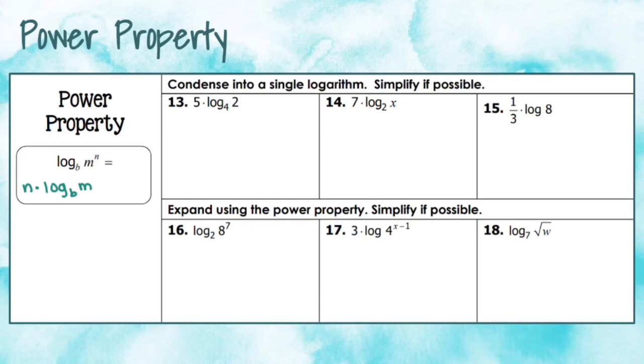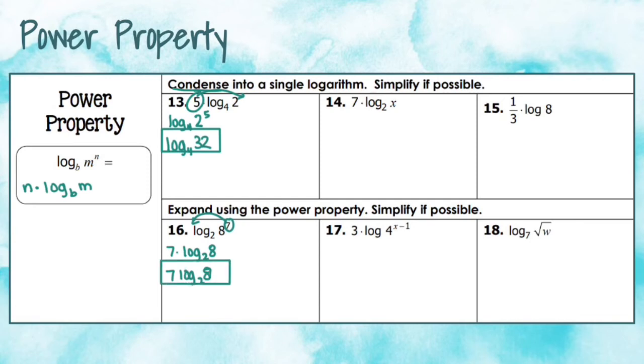Here we have a coefficient and we want to condense, so we're going to move it to an exponent position. So we have log base 4 of 2 to the 5th power, which we can write as log base 4 of 32. Then if we wanted to expand, we would take this 7 and it would become a coefficient. So we would have 7 times log base 2 of 8, or we could just write 7 log base 2 of 8.